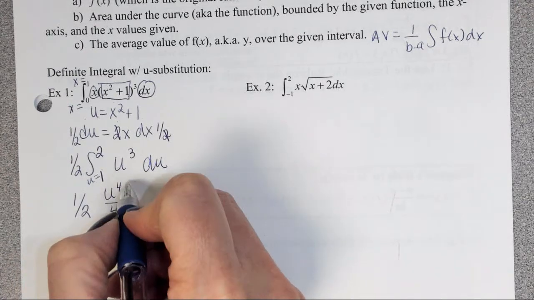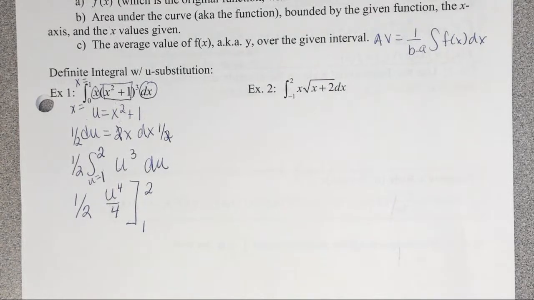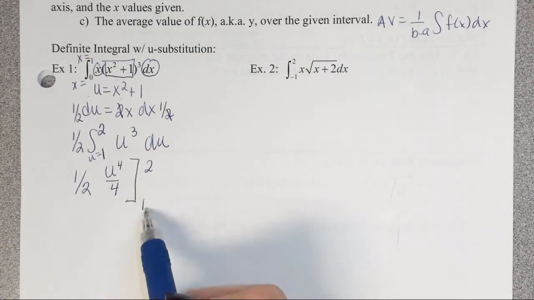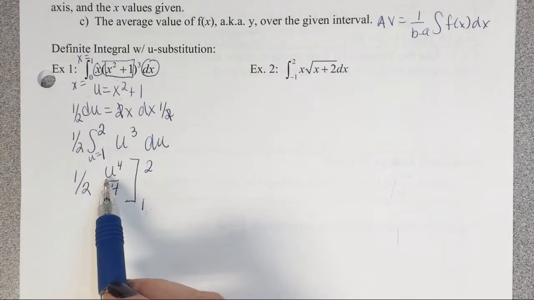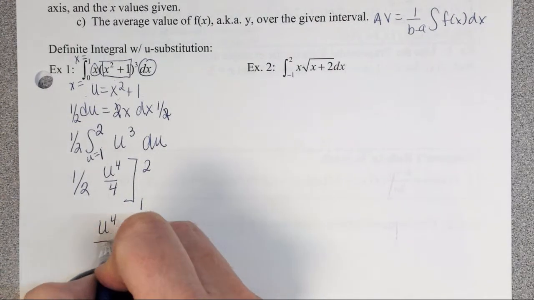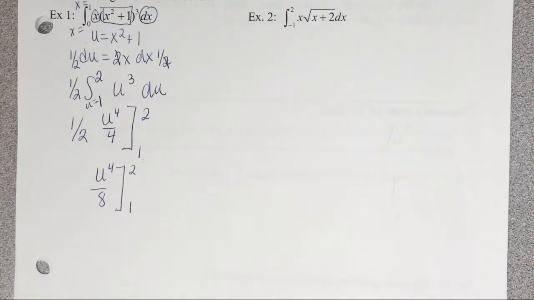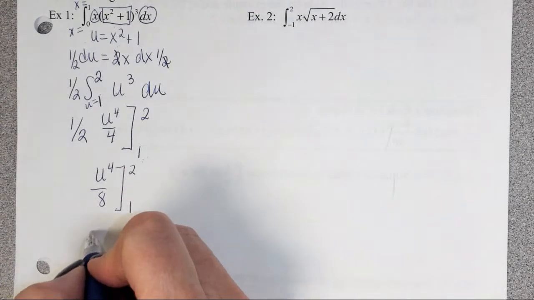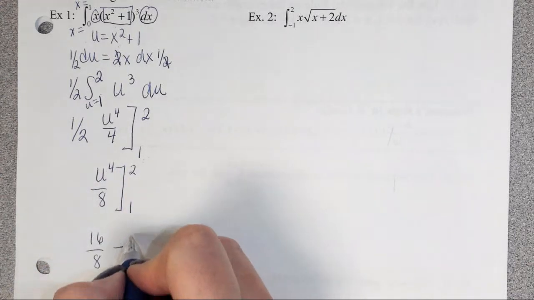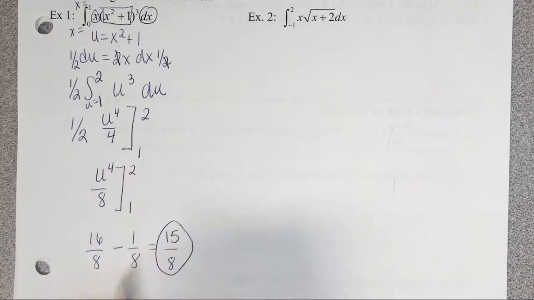Over 4, and I'm going from 2 to 1. I'm not going to go back to x's because I made these u's. If I had not made these u's, then I would have to go back to x's. But I made them u's. So my integral is u to the 4th over 8, and I have to plug in my numbers 2 and 1. 2 to the 4th is 16 over 8, minus 1 to the 4th is 1 over 8. And that gives me 15 eighths.